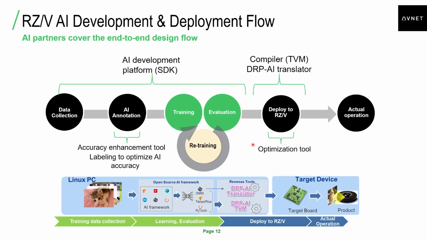Once you've got a model in a typical format such as ONNX, TensorFlow, or PyTorch, that model is then fed into the DRP-AI Translator, or TVM, which then converts that model into code that will take advantage of the unique DRP-AI hardware in the RZ/V device. That code is then ready to be put onto your device and run your application.